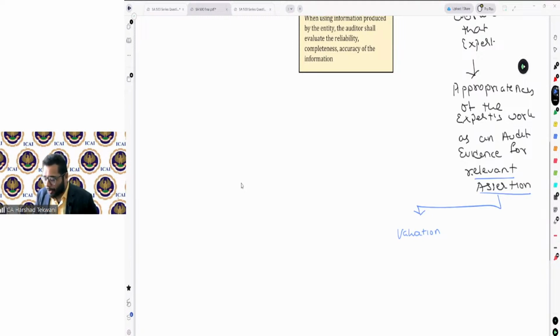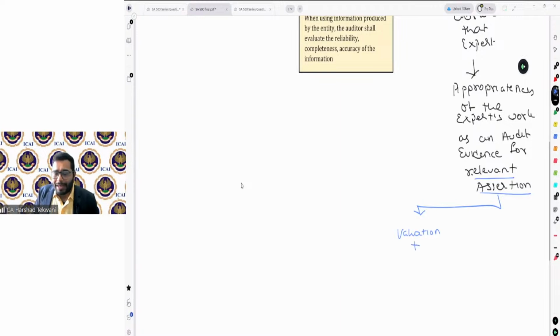Why not completeness? Because when I want to ensure completeness, I need to look for the inventories which are not recorded in the books of account. That will give me comfort over completeness. But when the management's expert performs the valuation, he will value the stones which are presented to him. There might be other stones which are not presented to him, and in that case I need to ensure completeness from that point of view, whether all the inventories which should have been recorded are there in the books of account. That's something I will look at for completeness.